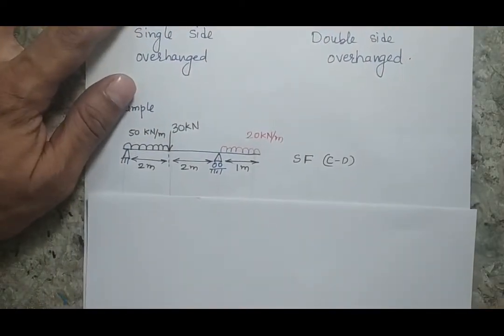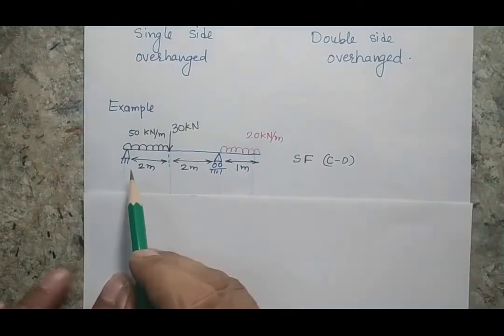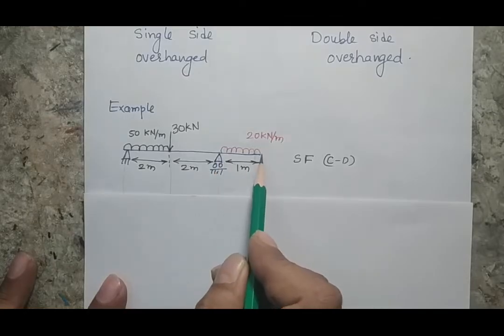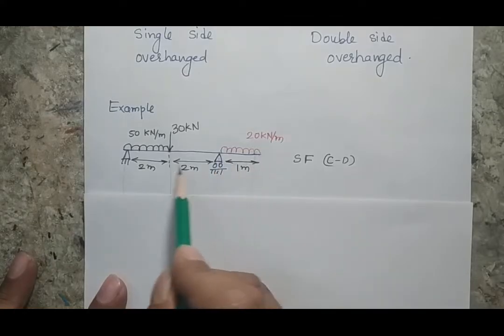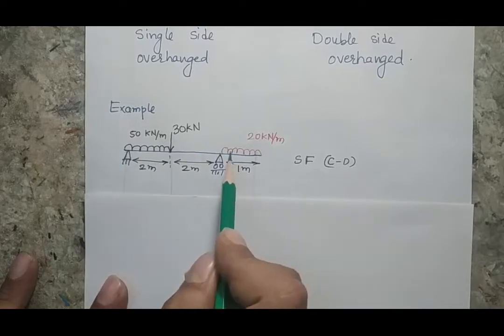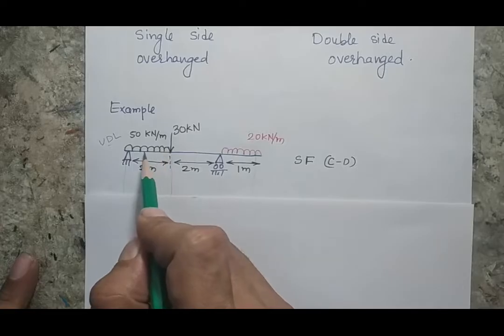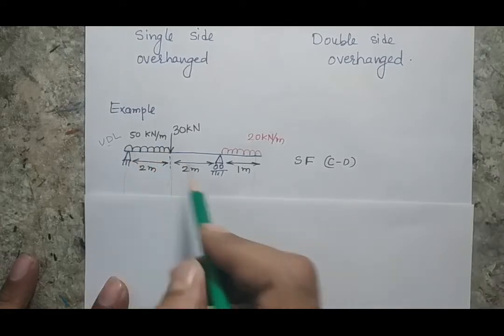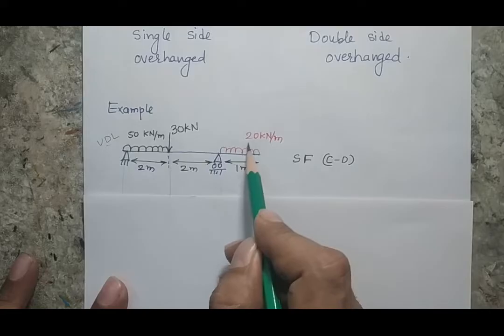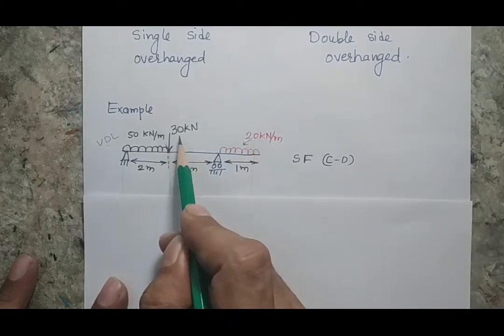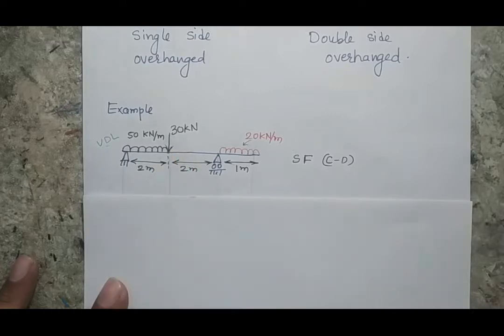Here I am showing a beam where, as you can see, this is a pin joint, this is a roller joint, and this is an overhanged part, and the lengths are 1 meter, 2 meter and 2 meter. These two are uniformly distributed loads. 50 kilonewton per meter is the intensity of this load, and 20 kilonewton per meter is the strength of this one. There is another point load acting at this point of magnitude 30 kilonewton. Now we have to make the shear force and bending moment diagram for this beam.